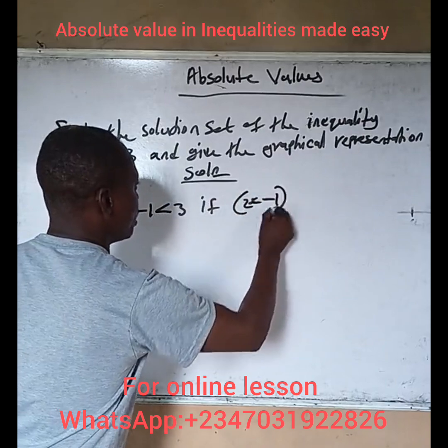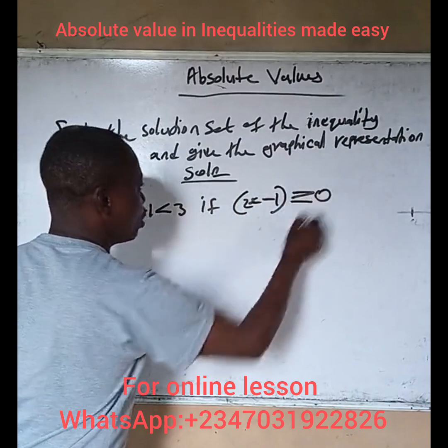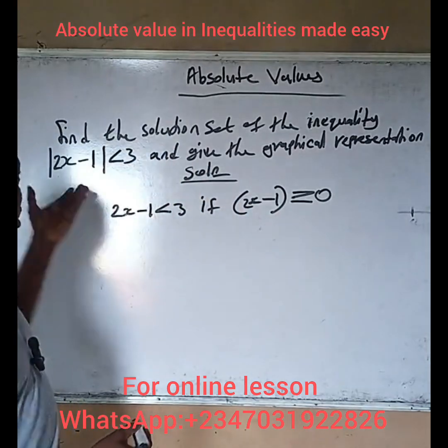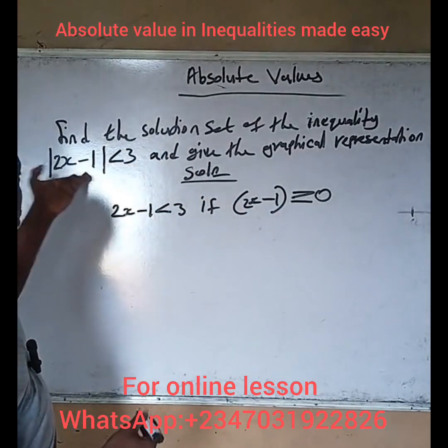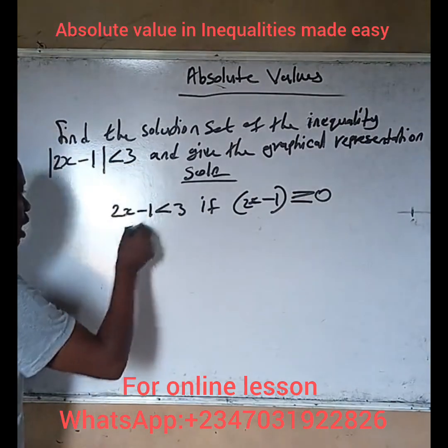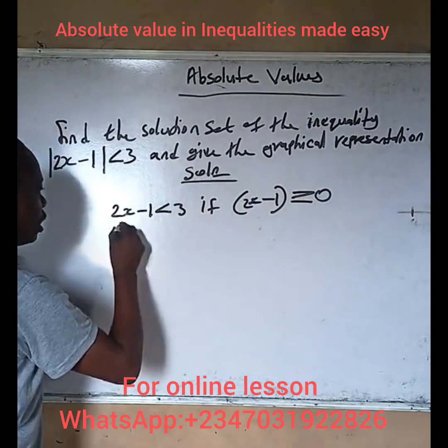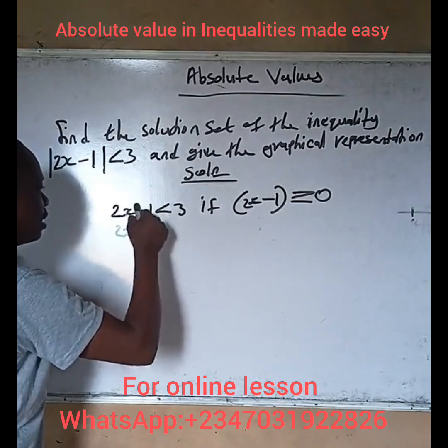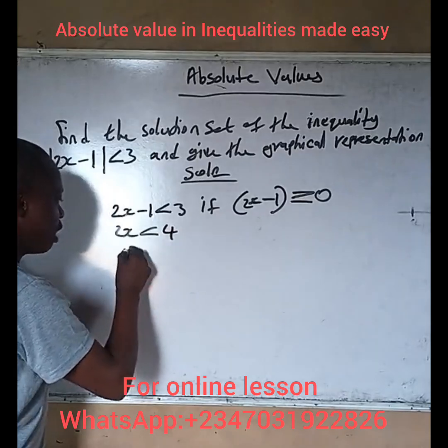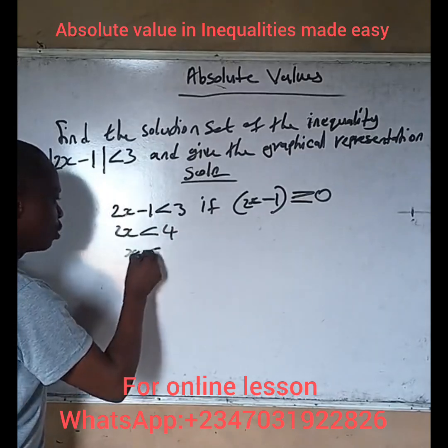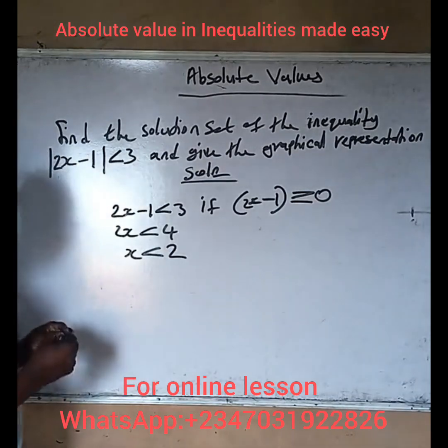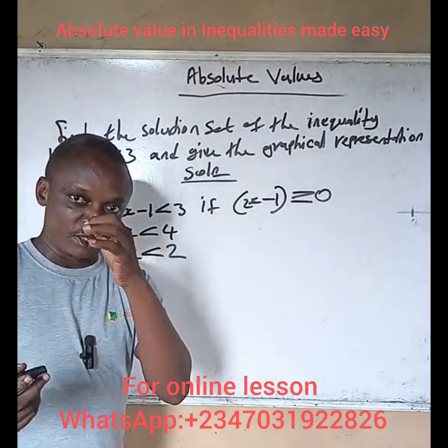2x minus 1 is greater than or equal to 0. Remember, for the introductory part, I didn't use x here because I was dealing with absolute value of x. But now I'm dealing with absolute value of 2x minus 1. Then for this one, you have to solve for x first. Carry minus 1 here, so you have 2x will be less than 3 plus 1, that will be 4. Then our x, if you divide both sides by 2, will be less than 4 divided by 2, and that will be 2. So your first set of value of x is less than 2.